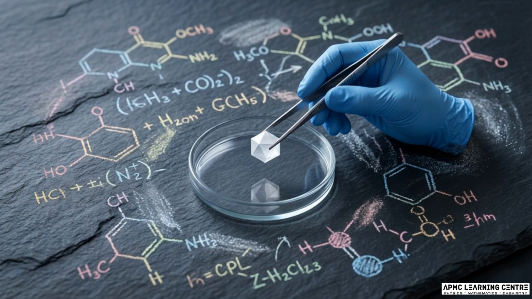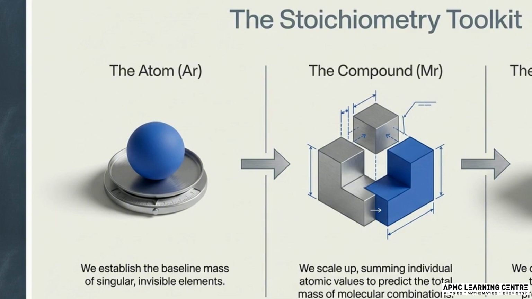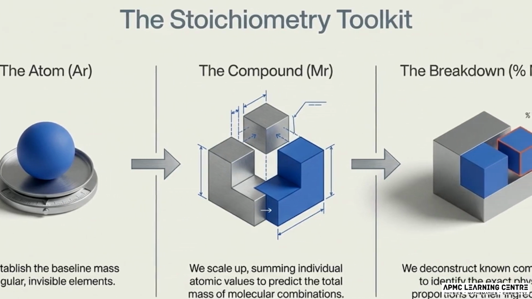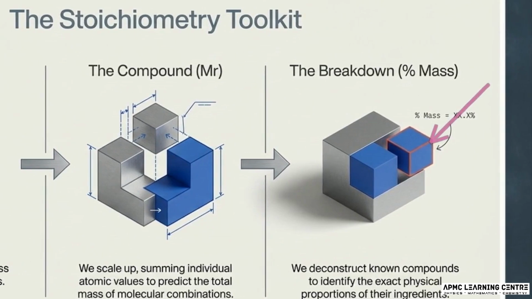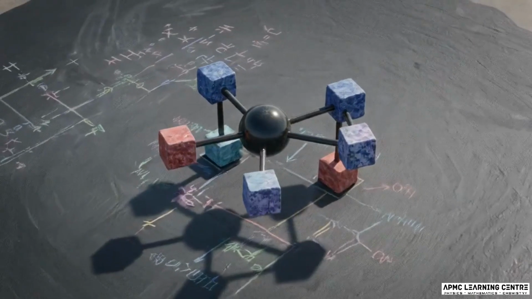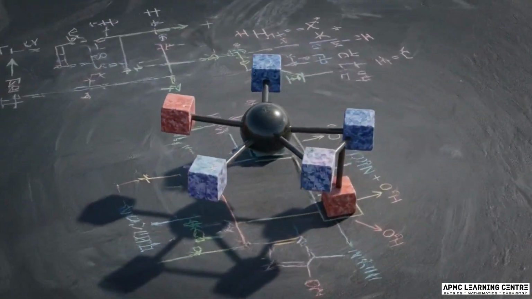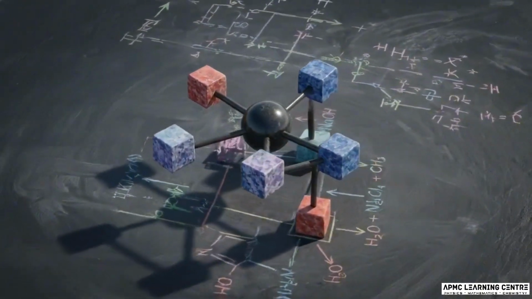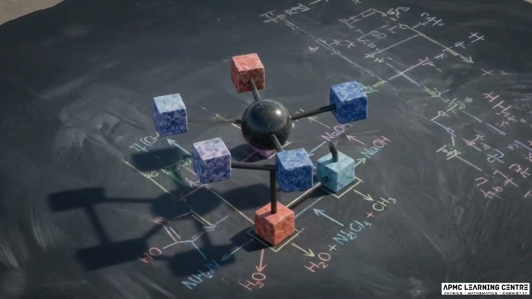Because weighing a single atom is physically impossible, chemists created a universal baseline using carbon-12. From there, we scale up individual atomic values to predict the mass of complex molecules, and then deconstruct those structures to identify the exact proportions of their ingredients. This relative system is a mathematical blueprint that successfully turns the impossible task of weighing the invisible into a simple, scalable reality.